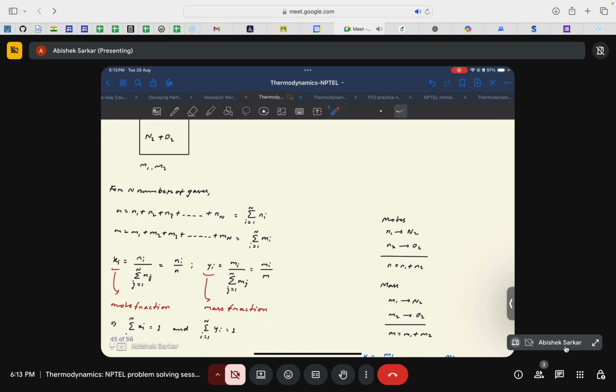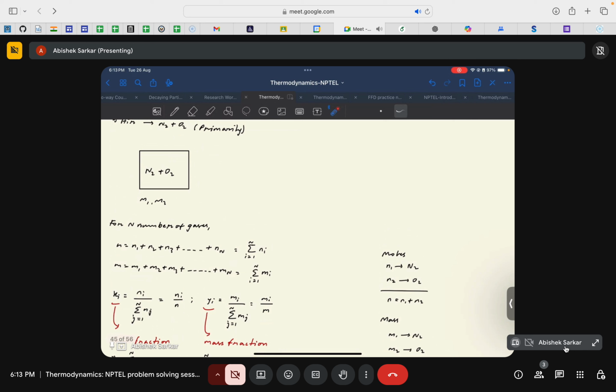Now let us go through the detailed derivations, where we will get introduced to mole fraction, mass fraction and some different terminologies. Let us go through them briefly, step by step. So this is the example of air.